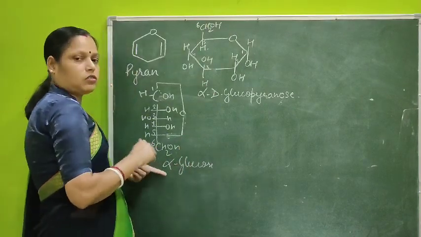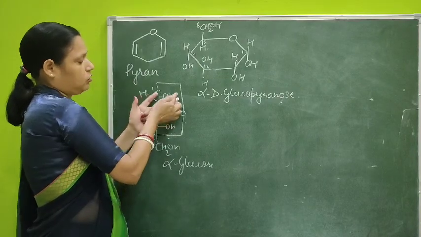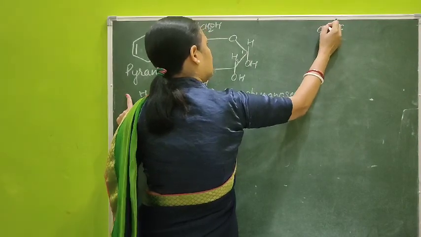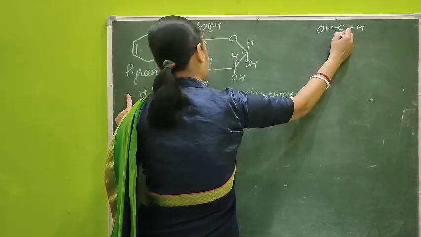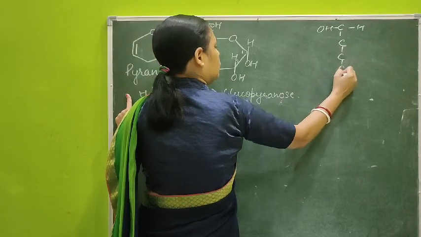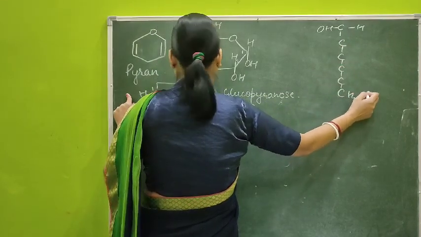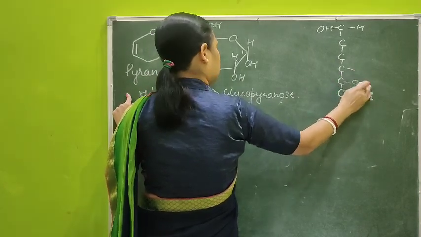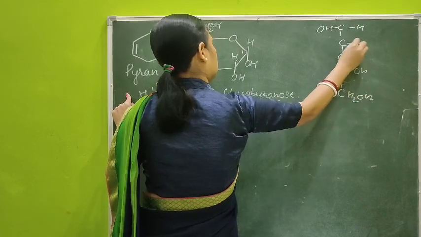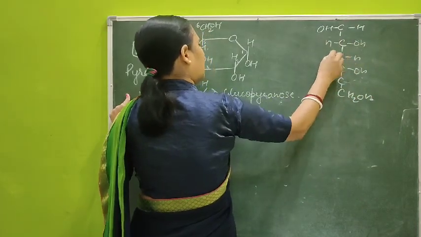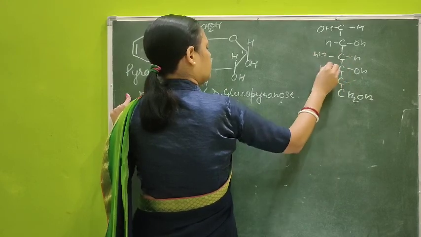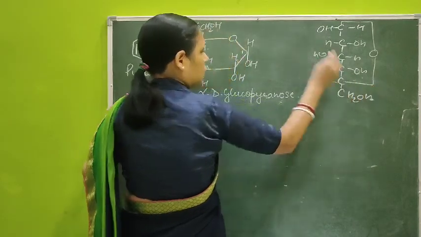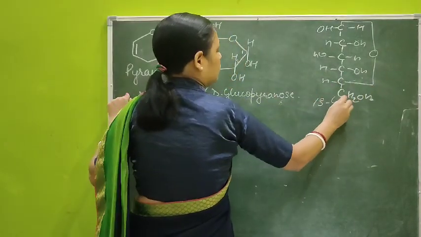When we draw the beta structure of glucose, beta, this position is reversed. It will be C, OH, H, 2, 3, 4, 5 and 6. The remaining part is as it is, no changes there. And the first carbon and the 5th carbon are linked with the oxygen. So this is your beta glucose.